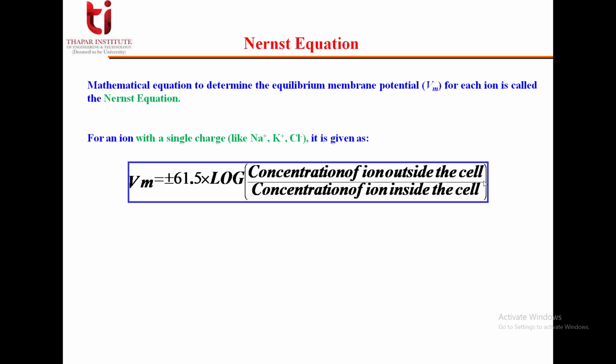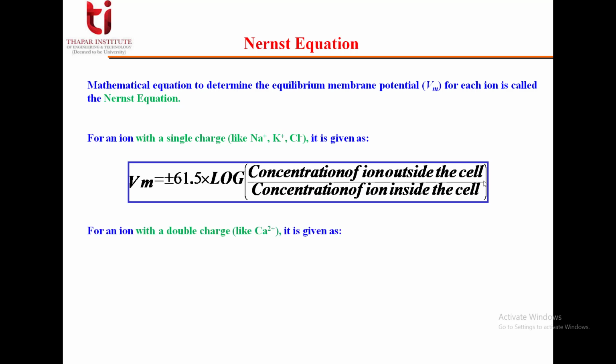If it is having a single charge, then this equilibrium membrane potential can be given by this equation: Vm is equal to plus minus 61.5 into log of the concentration of the ion outside the cell to the concentration of the ion inside the cell. This is for ions with a single charge, like sodium, potassium and chloride.